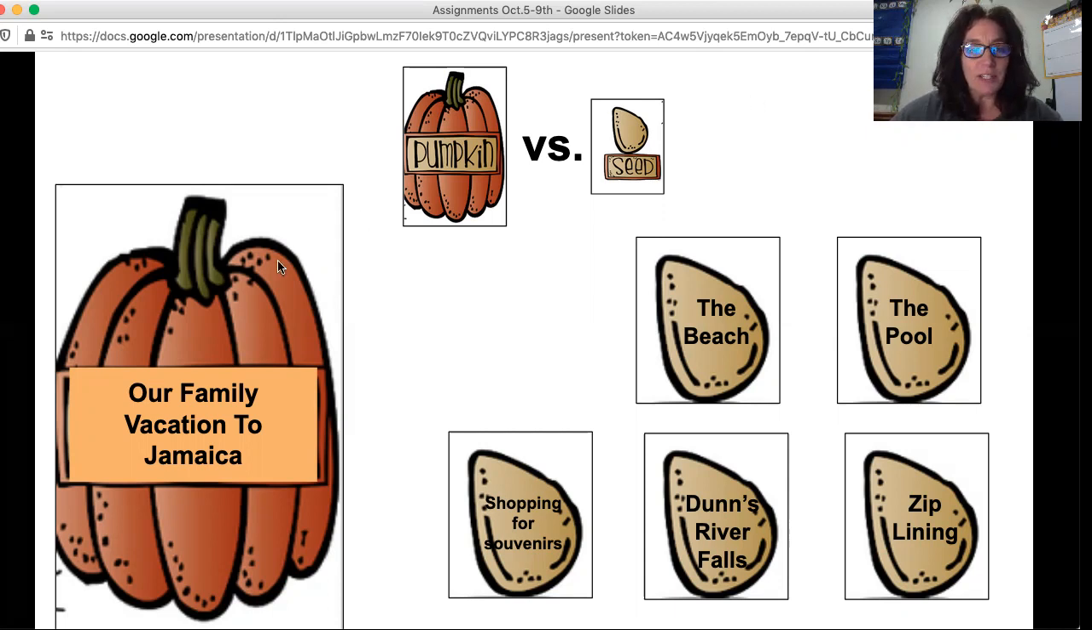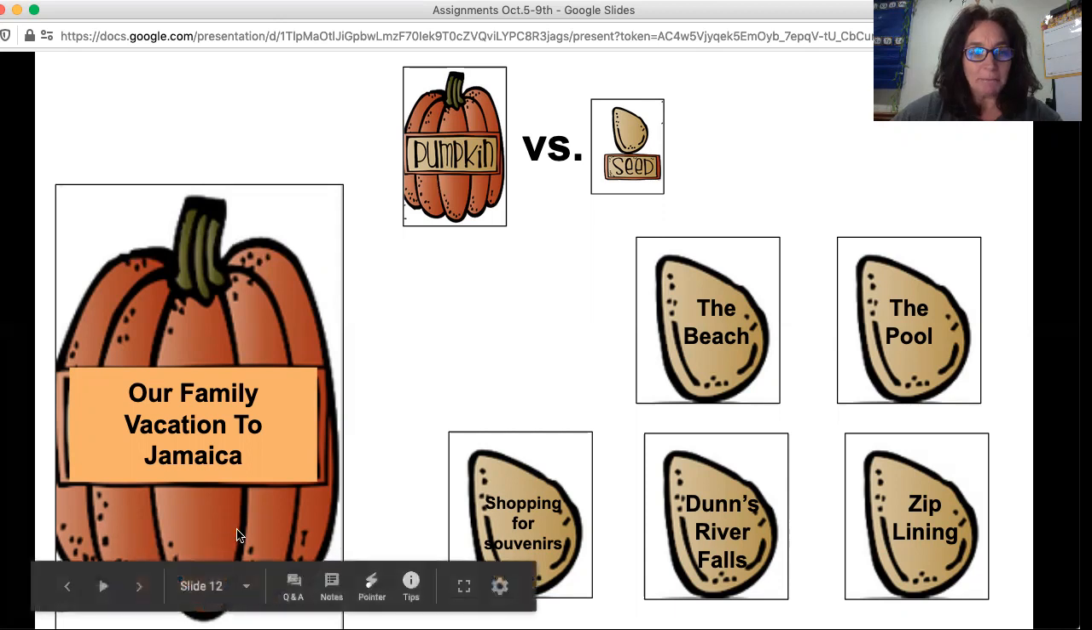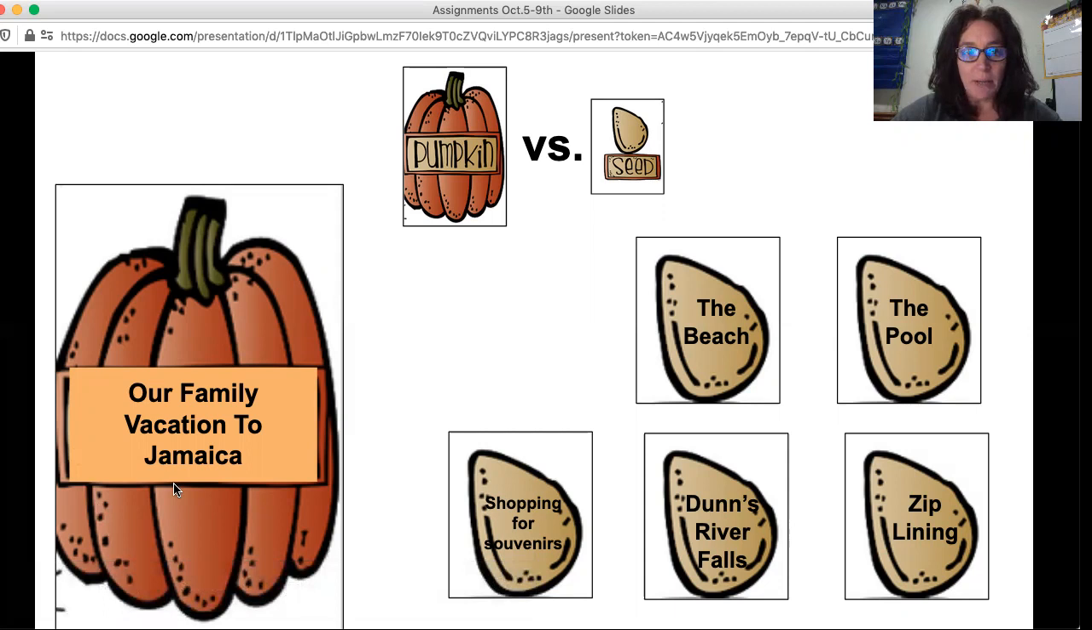When you look over to the left at the large pumpkin, in the middle, you'll see a topic that I thought would be fun to write about: our family vacation to Jamaica. But you know what? That is a really, really, really big story because we were there for a week, my family and I. And so I thought, well, there were lots of little stories that I could tell about my trip or vacation to Jamaica, and those would be the seeds.